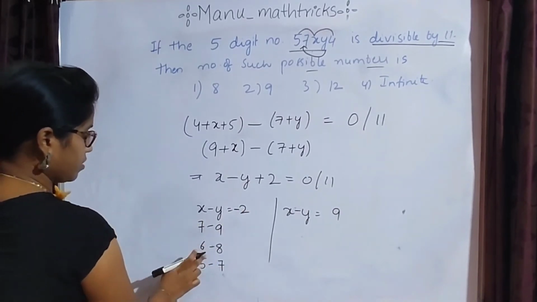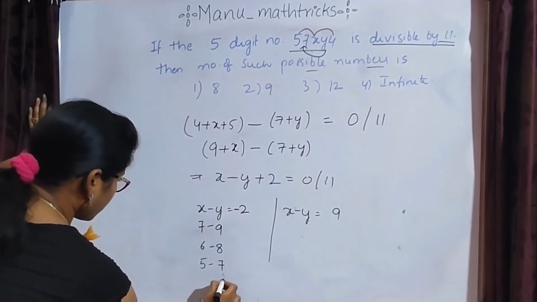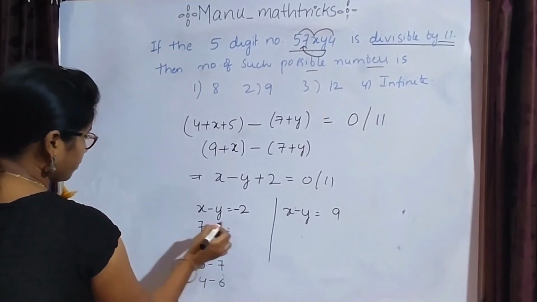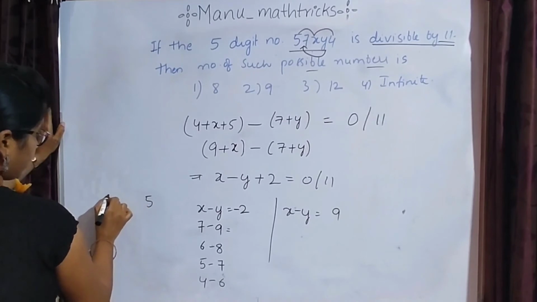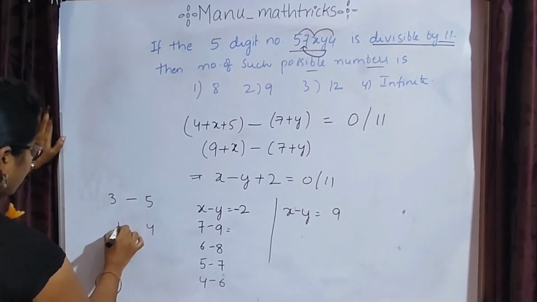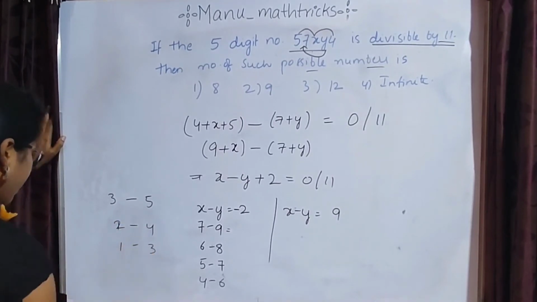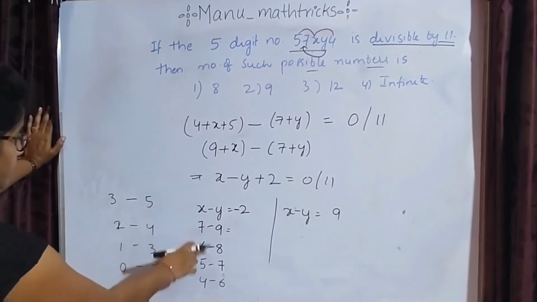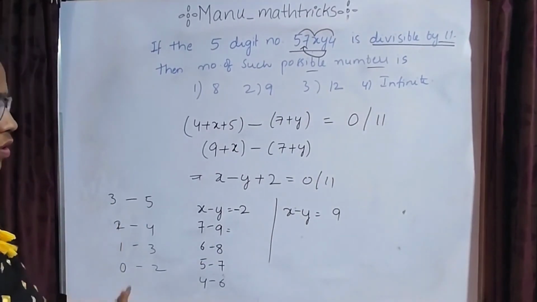7 minus 9, minus 2. 6 minus 8, minus 2. 5 minus 7, it is minus 2. 4 minus 6, it is minus 2. Next 5: 3 minus 5, it is minus 2. 4: 2 minus 4, minus 2. 1 minus 3, minus 2. 0, minus 2. These are the possibilities over here. Other than this, we can't get any more.